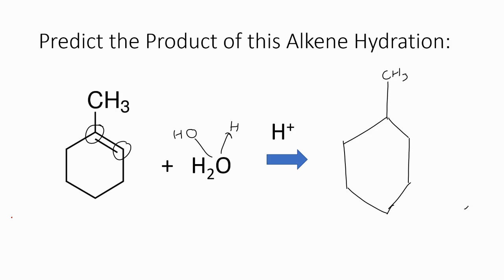Oops, let's see if the board will let us write. And the hydrogen just goes here, but we don't have to draw it. So I can write it in there. This hydrogen adds here, and our hydroxide adds to the more substituted carbon. And again, in a line structure, we're not going to draw that hydrogen. We don't show hydrogens.